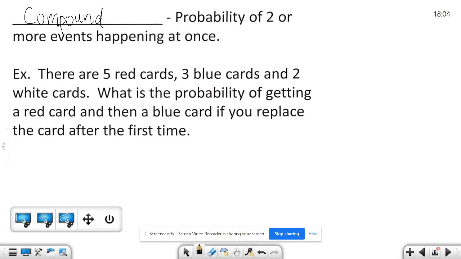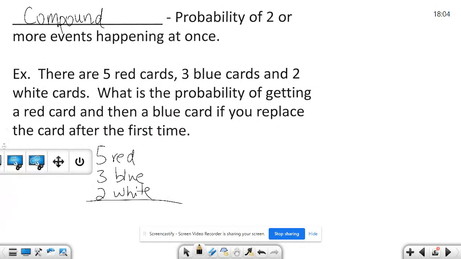So we've got a situation here where there are 5 red cards, 3 blue, and 2 white. So I have altogether 10 cards. That's my total outcome. That's my sample space. That's the sample that I'm using. That's how many cards I have.